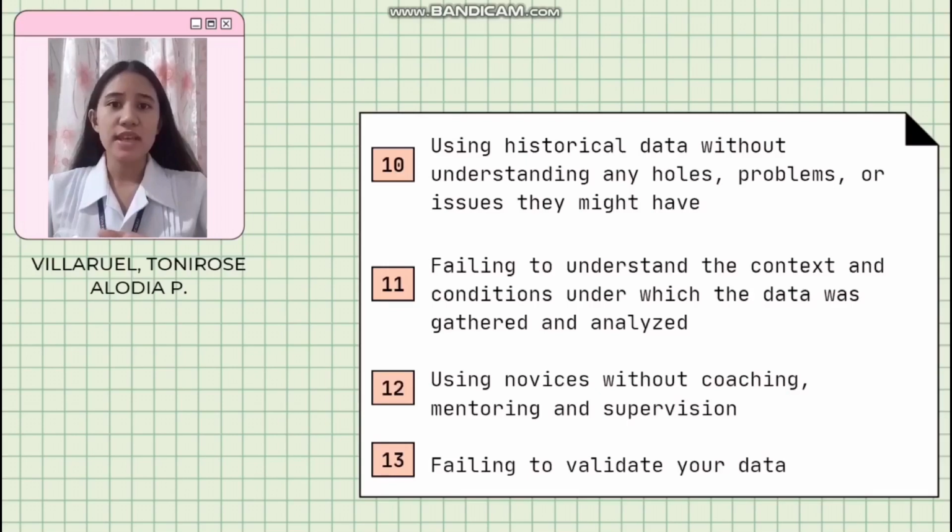Another, using novices without any coaching, mentoring, and supervision. Novices must always be supervised by experienced analysts when it comes to applying analytical tools and methods in order to further hone their skills and minimize mistakes. Lastly, is failing to validate your data. The accuracy and quality of the data should always be checked.